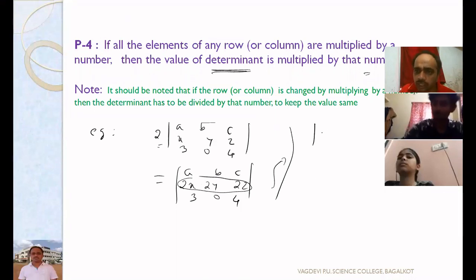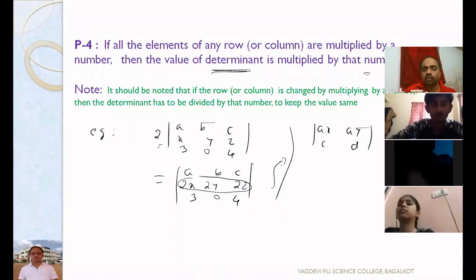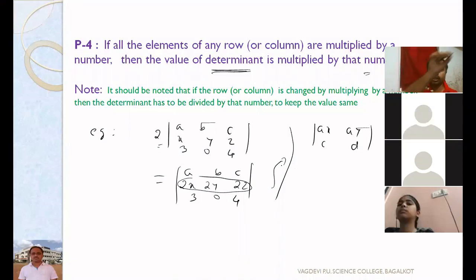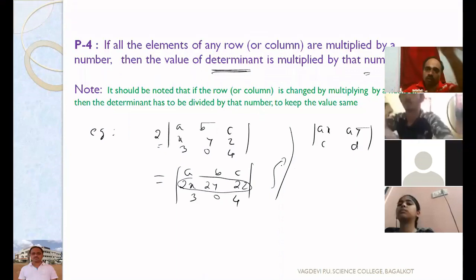Say for example, I'll take 2 cross 2 determinant, AX, AY, C, D. So what is common here? You may think that nothing is common in this determinant, because in a matrix, when taking common, that A should be present in all the elements. Then only you can take A common. A can be taken outside of the matrix.